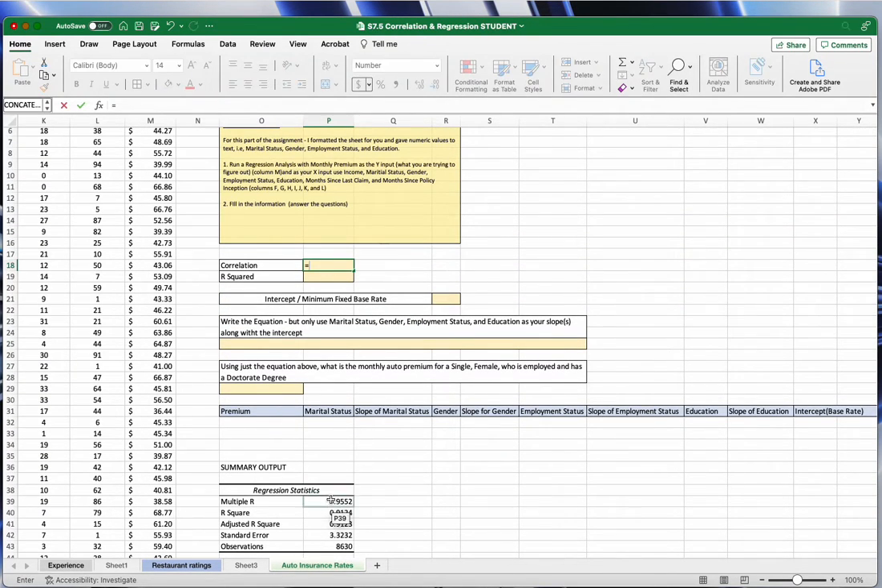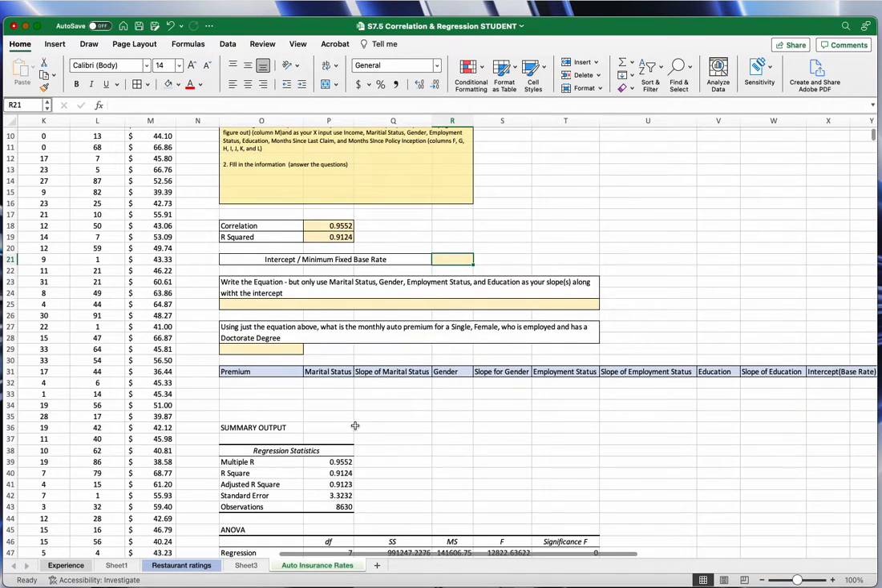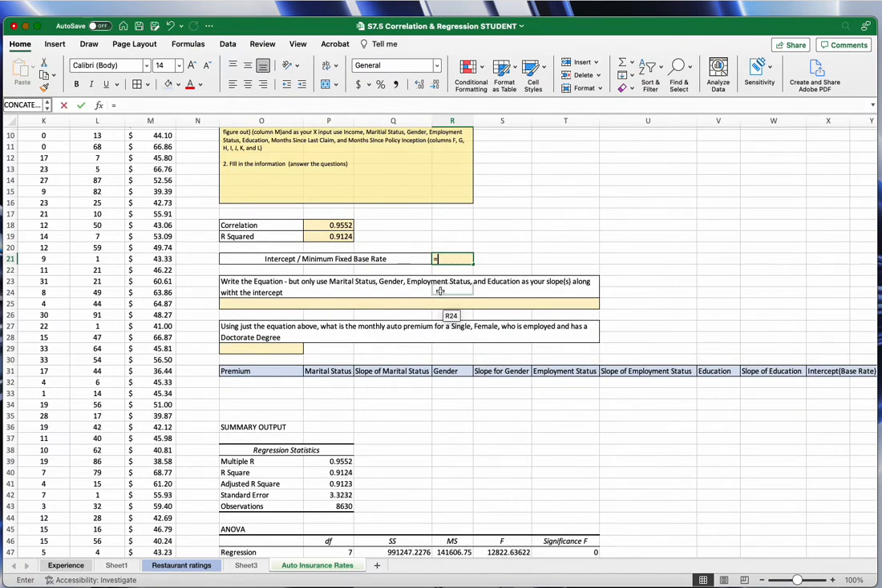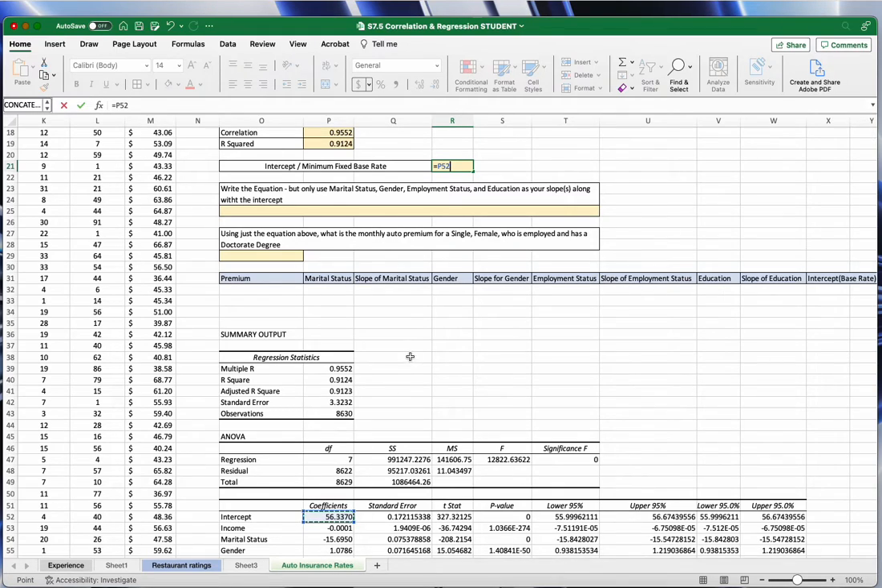Our correlation just equals our multiple R. There's our correlation. Our R squared equals our R squared here. Okay. Our intercept, which is our minimum fixed base rate, and I'll make this a little bit bigger, is this number right here. So we're going to do equals, and this $56.34 is actually what it is, and we'll make that an accounting number, just because it's a rate we're looking at cost.